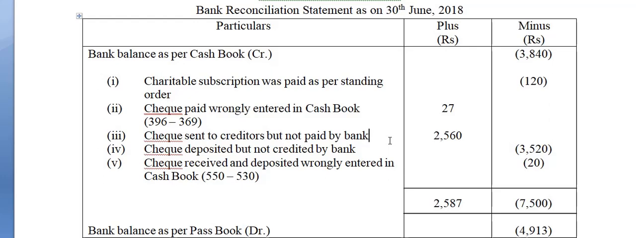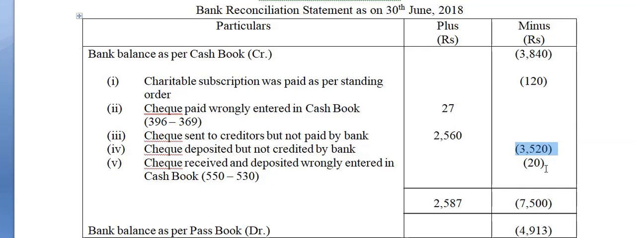Now, checks for rupees 2560 sent to creditors on 30th June were not paid by the bank until 6th July. So very simple, checks issued but not paid by the bank, so it should be plus. Okay, now this one, checks received from customers amounting to rupees 3520 were paid into bank on 30th June but were not credited by the bank until 1st July. So you deposited the check, but the same has not been credited by the bank. So it is recorded on the minus side, 3520.